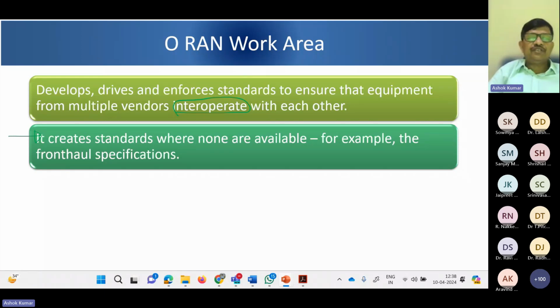For example, this fronthaul specification, eCPRI. 3GPP has not defined any fronthaul specification, so this was developed by the ORAN Alliance.